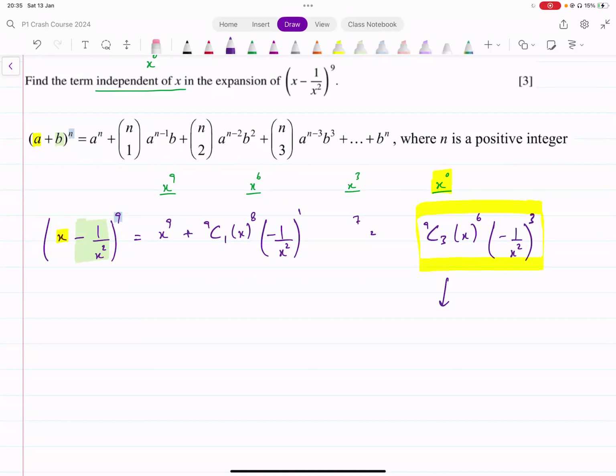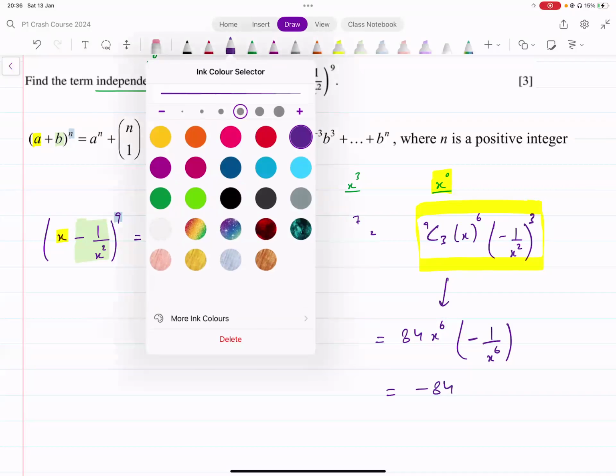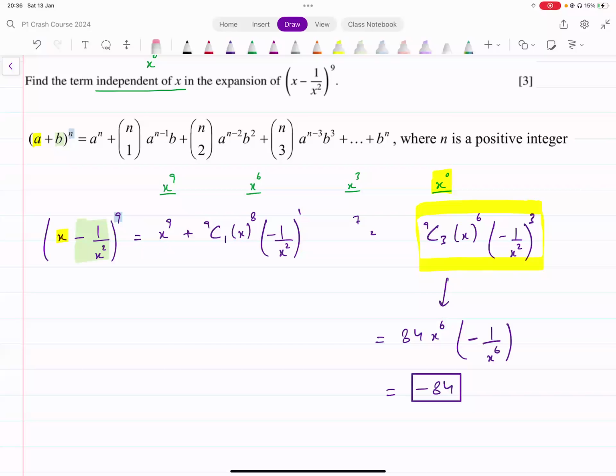9c3. You do that on your calculator. Can somebody tell me what that number is? 9c3? 84. 84. So we have 84 into x raised to power 6 into, now remember there's a negative sign here, and you have cube there. Odd powers do not do anything to the negative sign, that remains there. So inside you have minus 1 over x raised to power 6. Now x raised to power 6 and x raised to power 6 get cancelled. What are we left with? Minus 84. And that's what we were looking for. This is the term that is independent of x, negative 84.